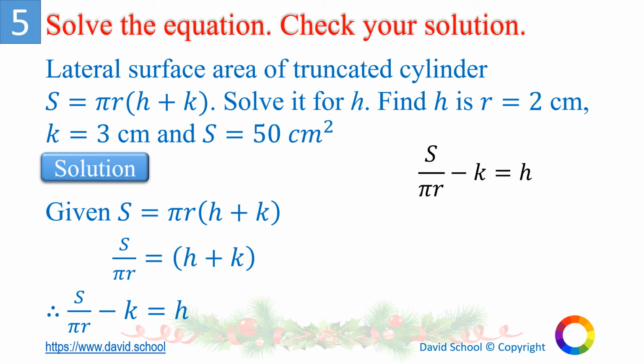Replace the variables with the given numbers. We get 50 over pi times 2, here r is 2, minus k is 3, equals h. 2 in 50, 25 times, and then 25 over pi minus 3, which is 4.9 centimeters. This is how we rewrite equations and then we solve them.